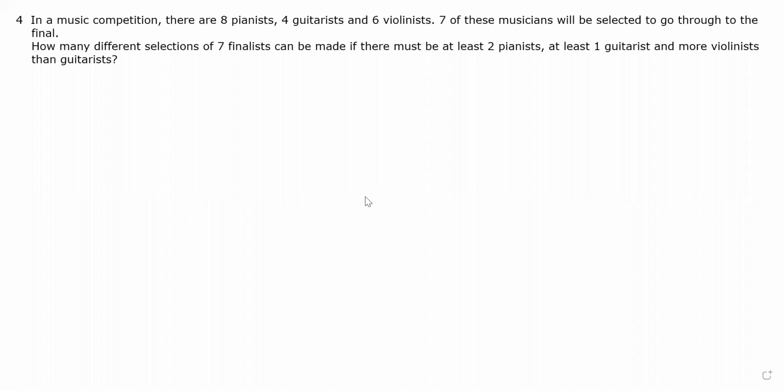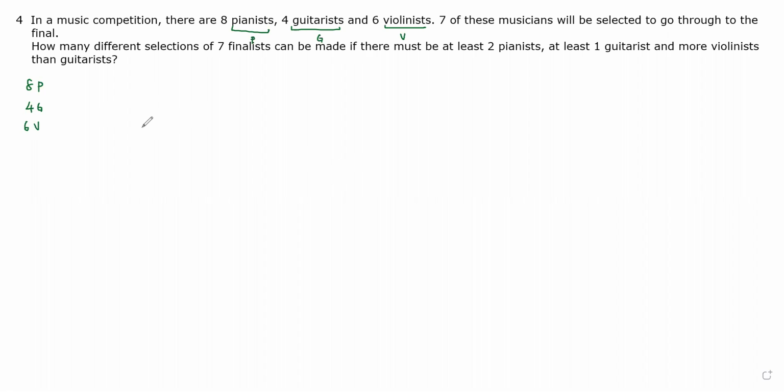We discussed question 4 of A-Level Mathematics Paper 5, Probability and Statistics 1, in May or June of year 2020. In a music competition, there are 8 pianists, 4 guitarists, and 6 violinists. So over here, let's just denote the pianist by P, guitarist by G, and a violinist by V. We have 8P, 4G, and 6V here.